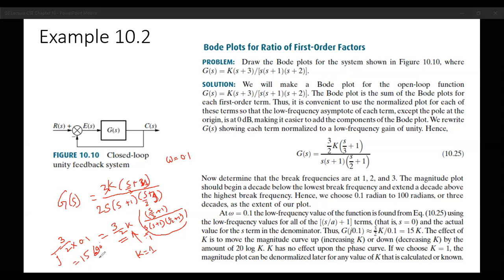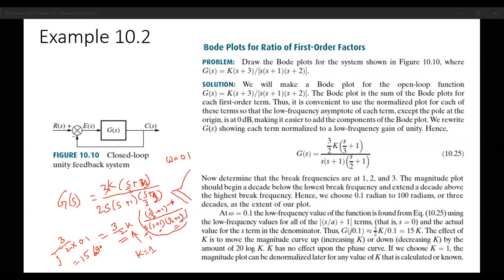And then what about the rest of them? So for the rest of them, we know that the zero will have a 20 dB per decade increasing line from 3, isn't it? Break frequency is 3, so from 3, it will have an increasing line. For this one, from 1, it will have a decreasing 20 dB per decade line. For this one, from 2, it will have a decreasing 20 dB per decade line.